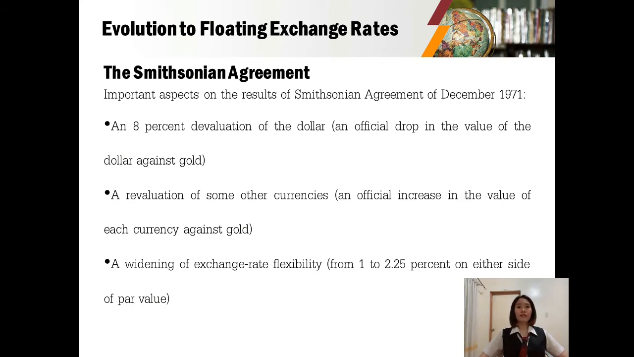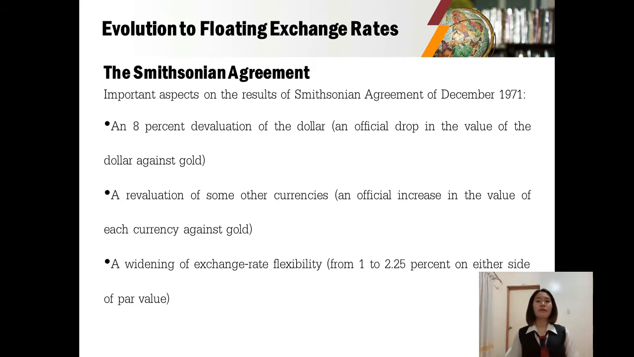So here are the results of the Smithsonian Agreement. First, an 8% devaluation of the dollar, an official drop in the value of the dollar against gold, which means it reduced the value of the dollar. Second, a revaluation of some other currencies, an official increase in the value of each currency against gold. So in here, there is an upward adjustment of the value of a currency in relation to other currencies. Third, a widening of exchange rate flexibility from 1 to 2.25% on either side of par value, which means that the prices of foreign exchange are determined by the market, can rapidly change due to supply and demand, and are not pegged nor controlled by central banks.